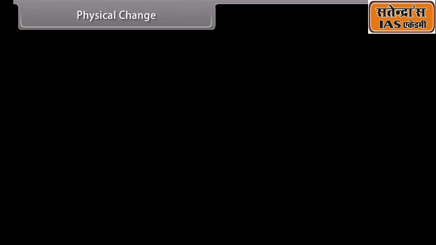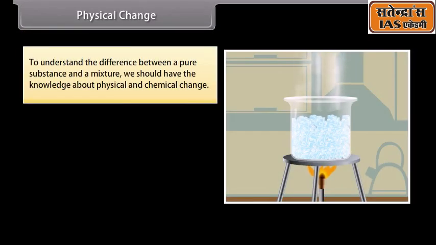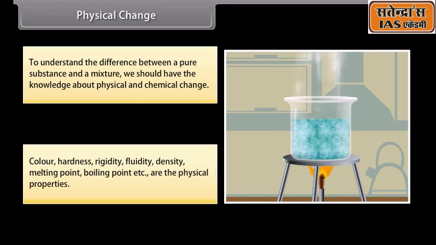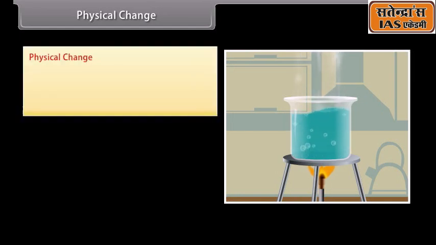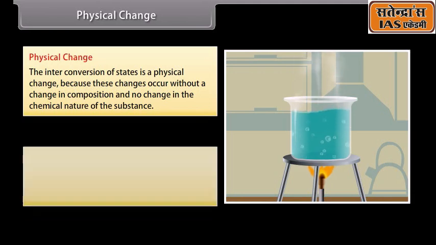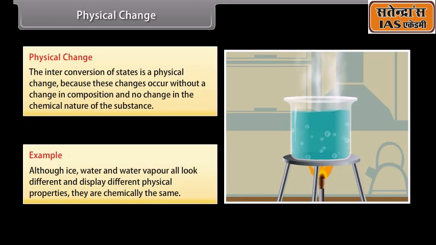Physical change. To understand the difference between a pure substance and a mixture, we should have knowledge about physical and chemical change. Color, hardness, rigidity, fluidity, density, melting point, boiling point, etc. are physical properties. Physical change. The interconversion of states is a physical change because these changes occur without a change in composition and no change in the chemical nature of the substance. For example, although ice, water, and water vapor all look different and display different physical properties, they are chemically the same.